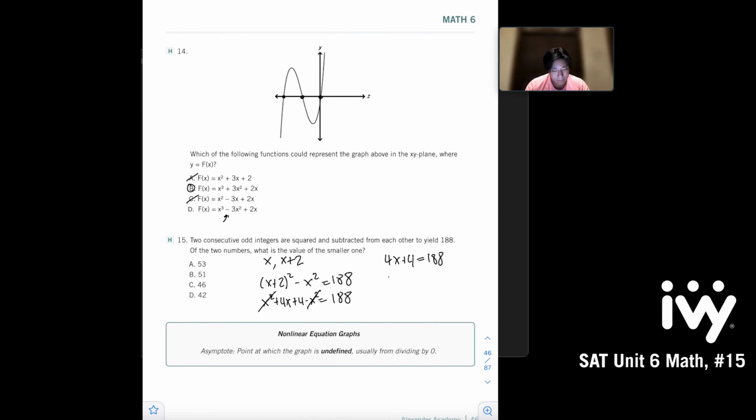Simplifying this a little bit, we see 4x is equal to 184, which leaves us with x is equal to 46. So our answer is C.